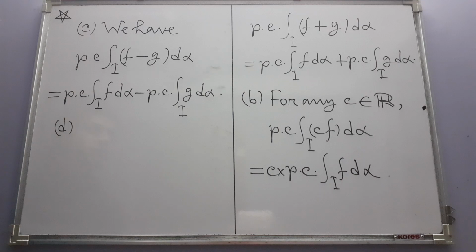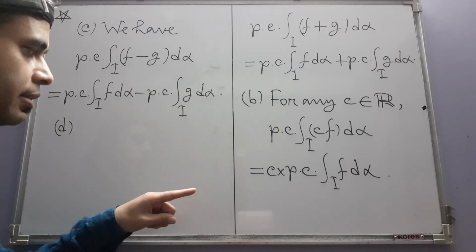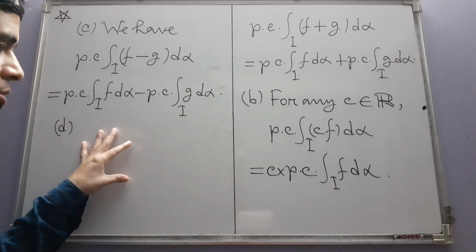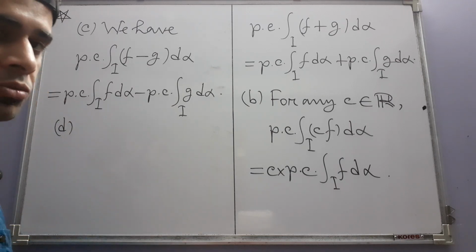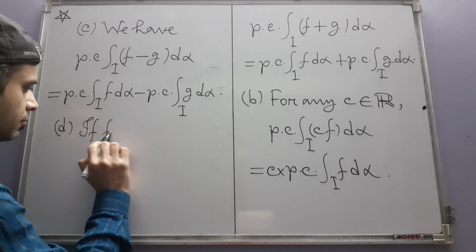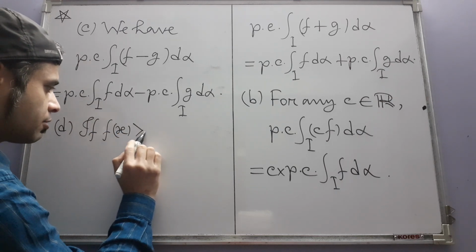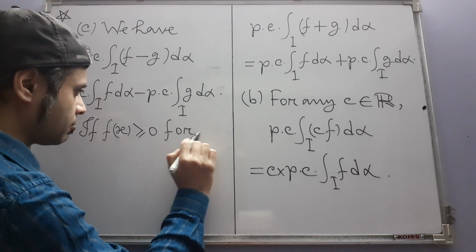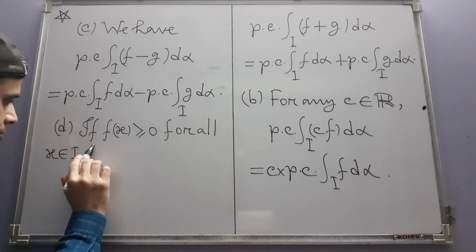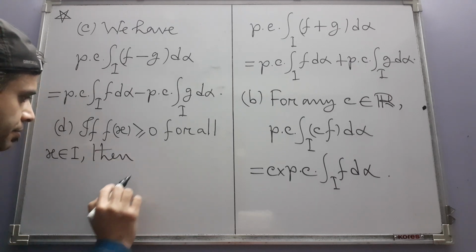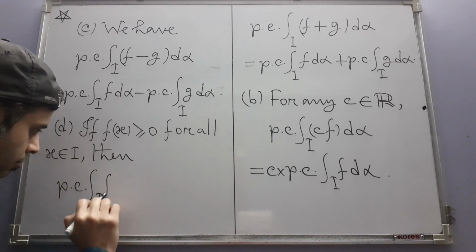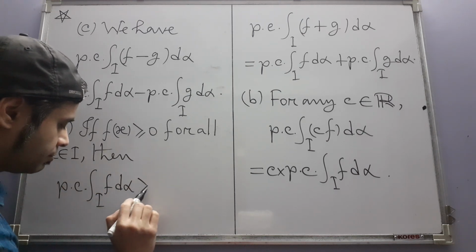Then part D. For this part D, we need the condition that alpha is monotonically increasing, because this is going to tell us about non-negativity of integral. If f of x is non-negative for all x in I, then this is also a non-negative real number.